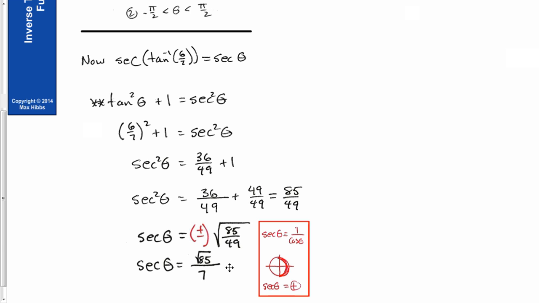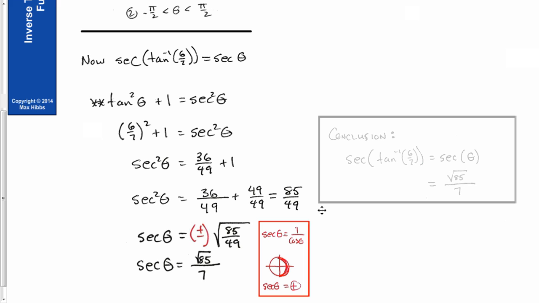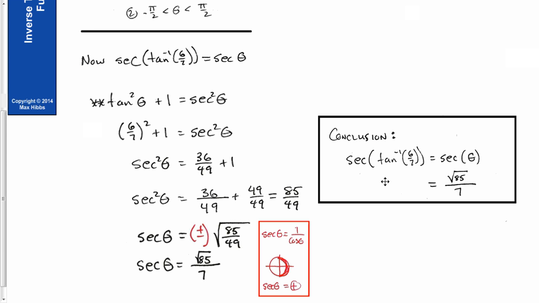Okay, so for that reason, I know the secant of theta is positive, and when I look at the square root of 85 over 49, I take the square root of the numerator and divide by the square root of the denominator. And of course, the square root of 49 is 7. Well, and where does that leave us? Remember what we were trying to do? We were looking for the secant of the inverse tangent of 6/7, and theta represents the inverse tangent of 6/7, so we were finding the secant of theta, and we just discovered that that value is the square root of 85 over 7. Well, you can see the common theme that's running through this.